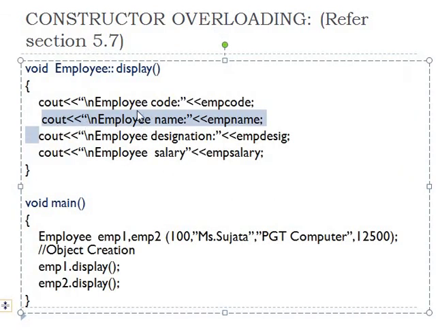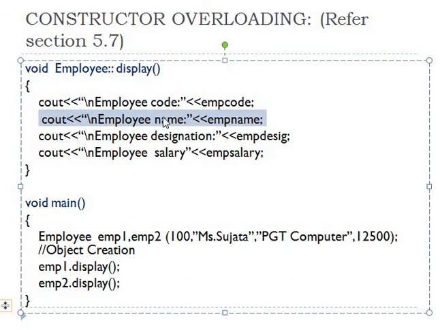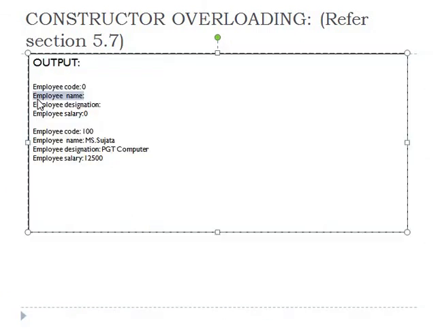Then the next statement prints the text employee name and the value of the data member emp name, which was nothing but a white space getting assigned into the data member emp name when the default constructor employee has been invoked to the object emp1. So this statement prints employee name and a white space. So employee name and a white space.